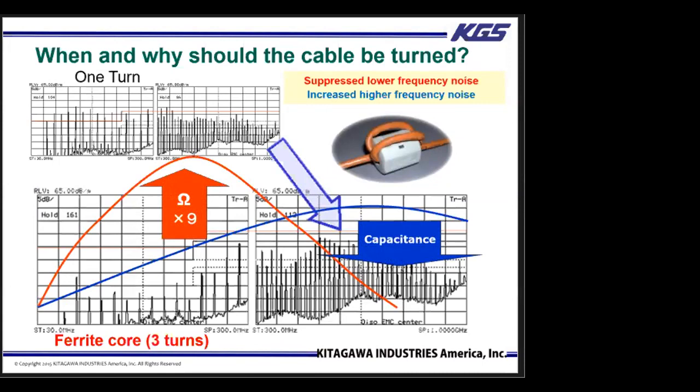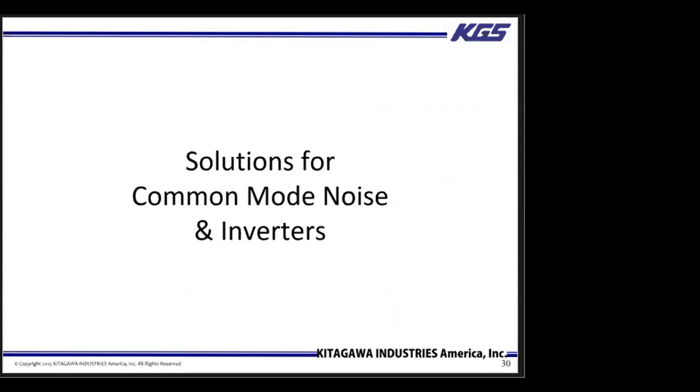When suppressing noise over 200 megahertz, turning the cable multiple times may not be the best solution. It may even increase the noise level. It would be better to focus on increasing the shield factor, and this can be done by using a ferrite with a large shield factor or using multiple ferrite cores on the cable. And for lower frequencies, which is 200 megahertz and below, turning the cable would greatly increase the impedance of the ferrite. So now we're going to talk about the solutions for common mode noise in inverters.